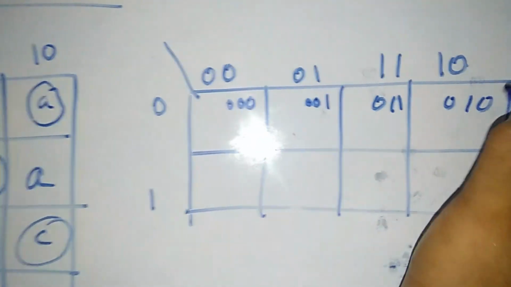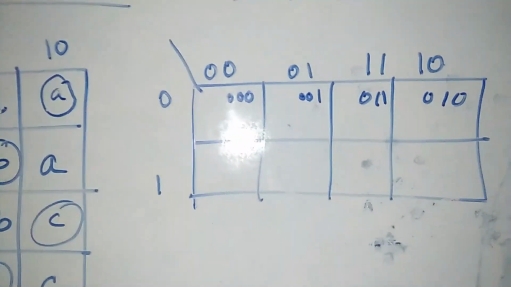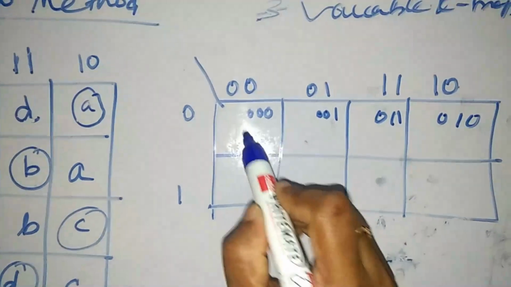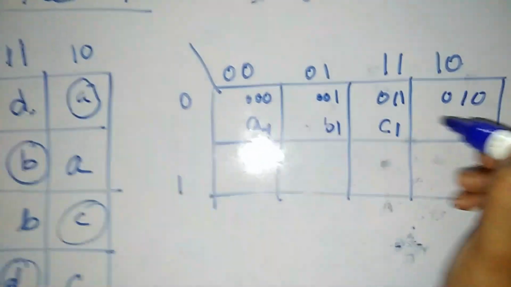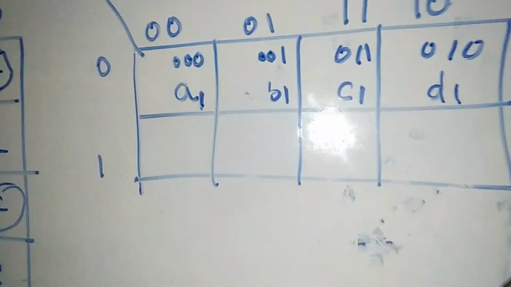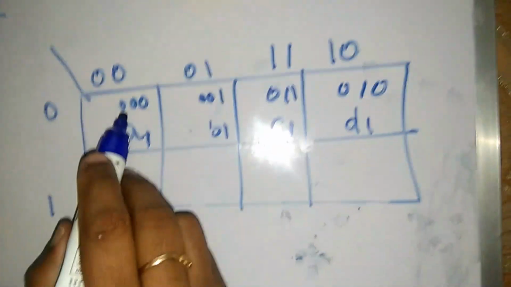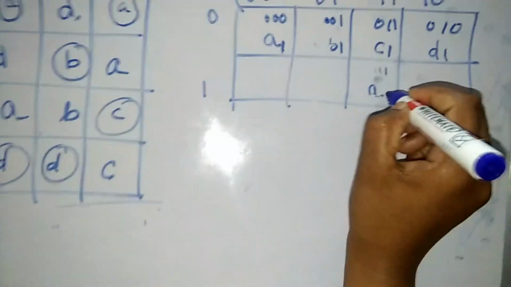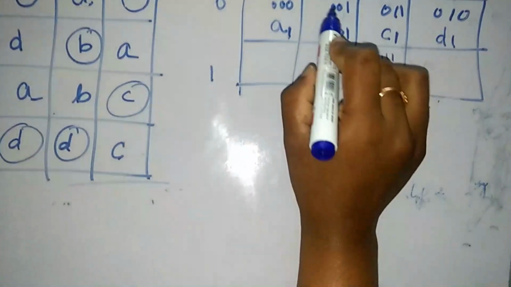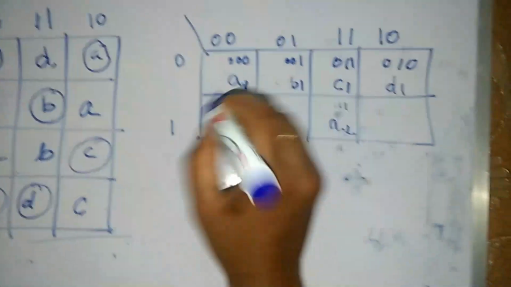Now let me write it as 0, 0, 0, 0, 0, 1, 0, 1, 1, and 0, 1, 0. Okay. Here if I'm considering 0, 0, 0 as A1, and 0, 0, 1 as B1, 0, 1, 1 as C1, and this one as D1. Here A1 is 0, 0, 0. When you take the complement of A1, it is 1, 1, 1. So this 1, 1, 1, you can see is this position. So I'll name this A2. Now consider the complement of B1, 1, 1, 0. So 1, 1, 0 is here.